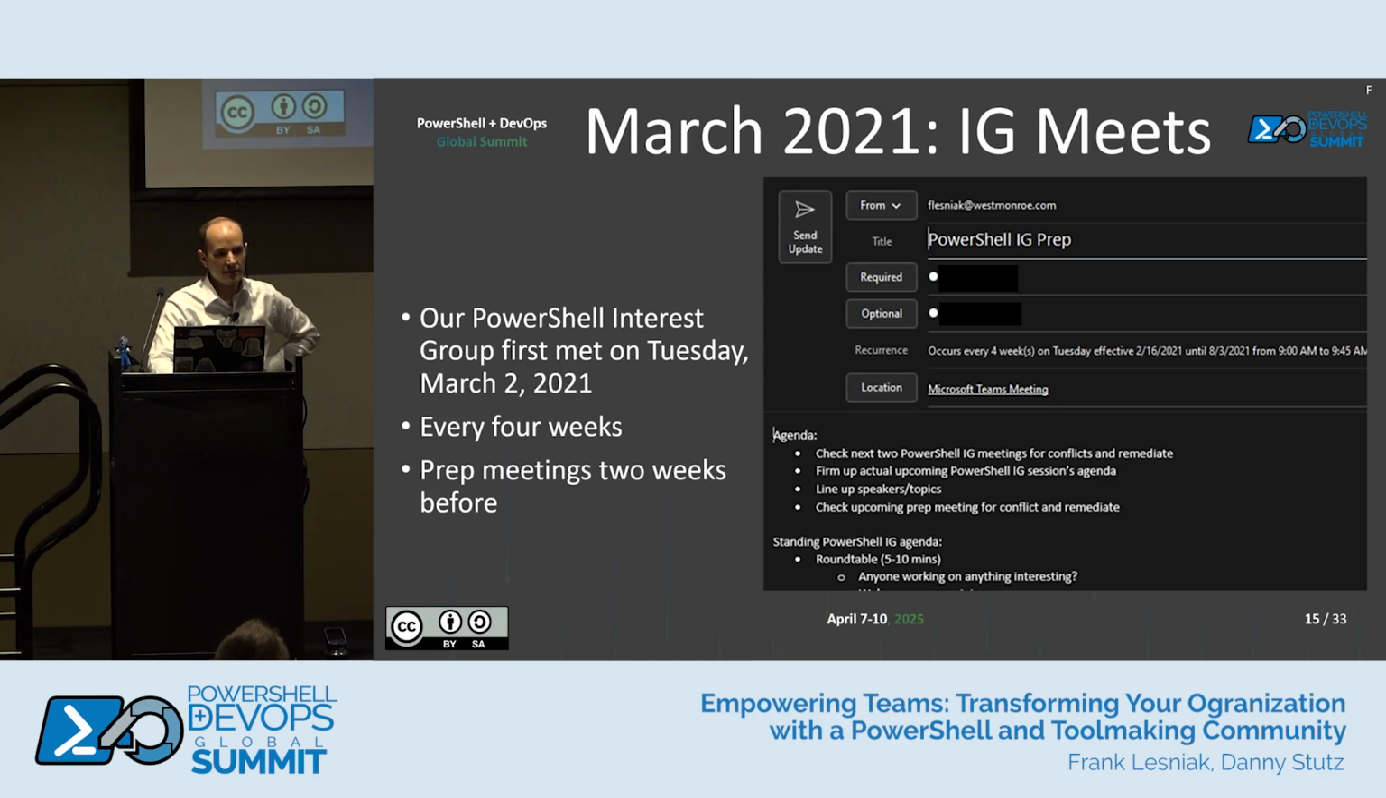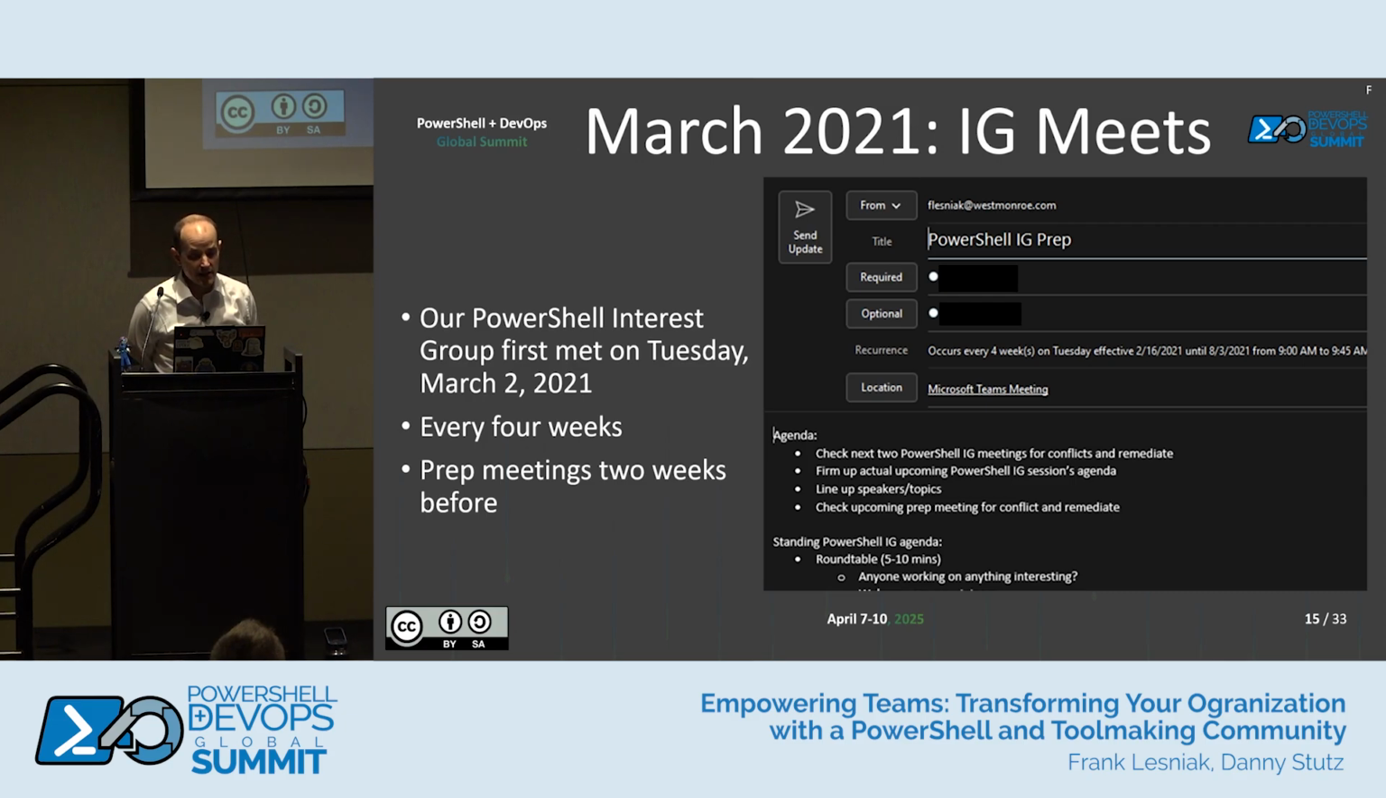Fast forward the clock to March 2021, I felt like we should really do this. Even though nobody's really agreeing to do it, I felt that people would come to this meeting. So I took a chance and we started this interest group, and we had our first meeting in March of that year. We decided to meet every 4 weeks. That just felt right for a more formal knowledge transfer, presentation style group. So that's what we did.